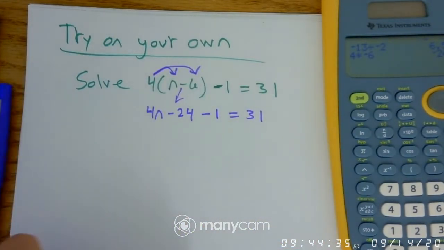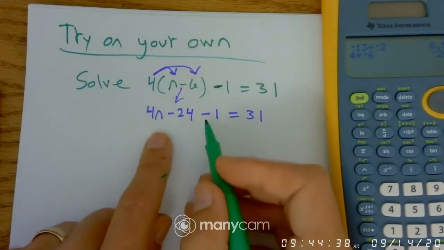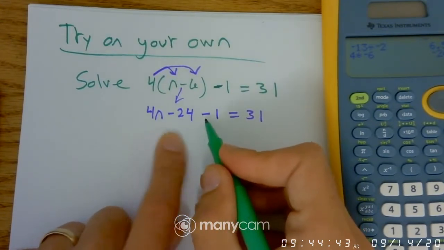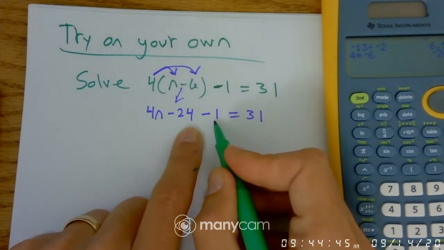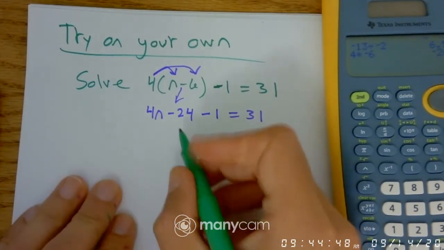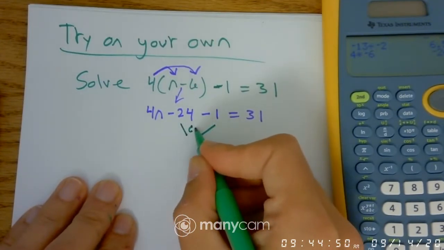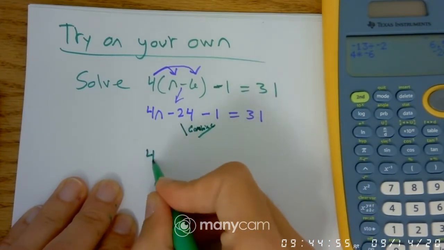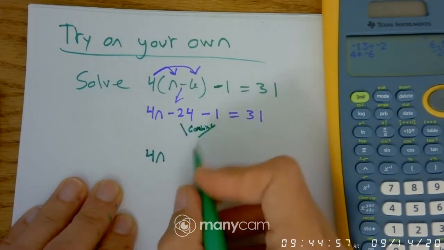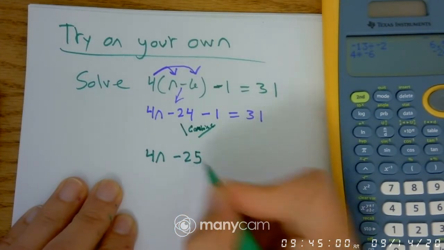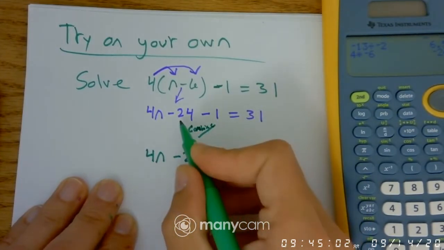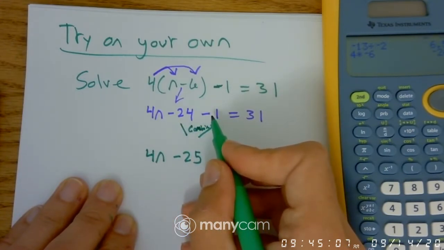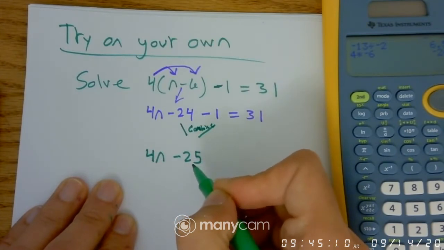Then the next step that I look at here, I got a bunch of new stuff. I'm going to see if anything looks alike. I have an n term, and I don't have any other n terms. I have 2 whole number terms. I can probably combine these. So I have 4n, and then I have a negative, and I'm getting more negative, so I'm going to be at negative 25. Think of it as like you have 24 things in your life that are making you sad, and you're going to add one more negative thing. So now we have 25 negative things.